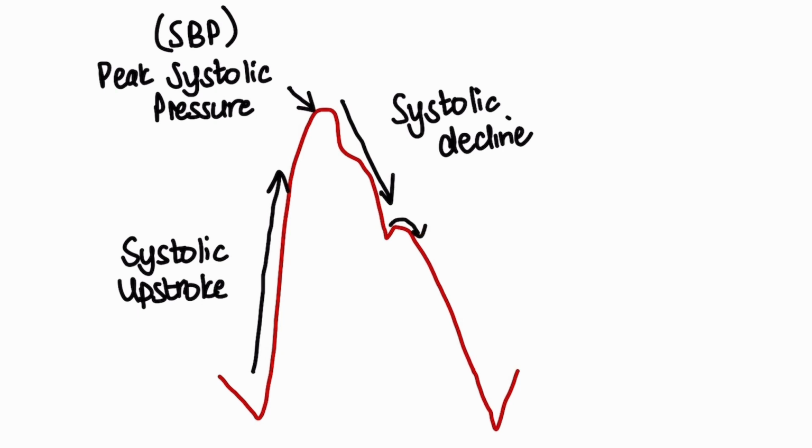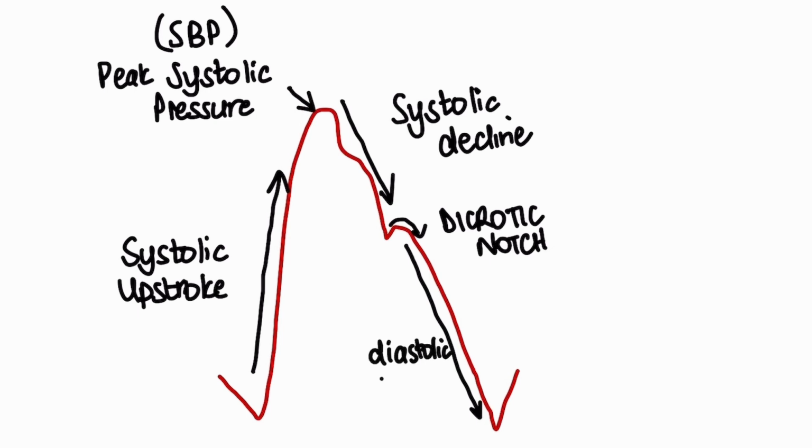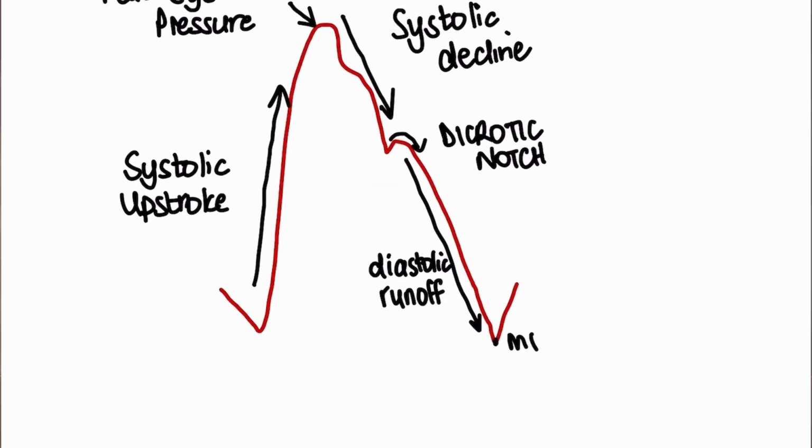As it starts to come down, we have systolic decline, and you'll see another little positive wave there, and that is the dicrotic notch, and that represents aortic valve closing, or the end of the ventricles contracting. And then our ventricles relax and we have diastole. So after our dicrotic notch, that last part of the slope downwards, we call the diastolic runoff, and it ends in the minimum diastolic pressure, which will then be the 70, for example, in a 120/70.